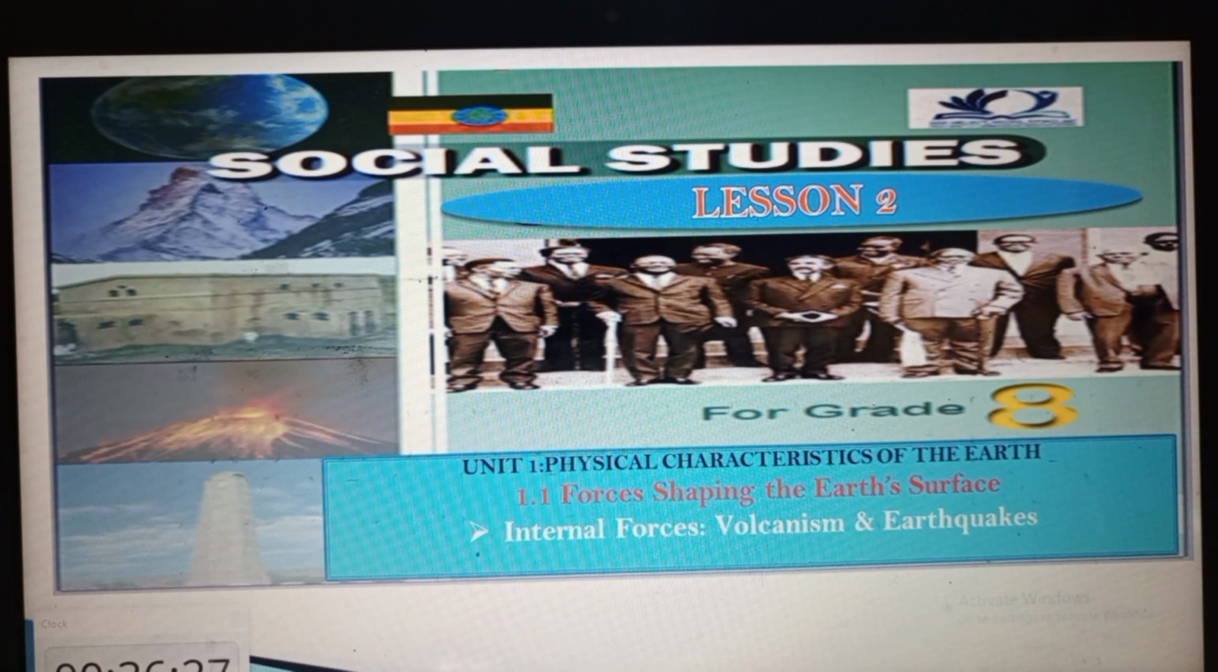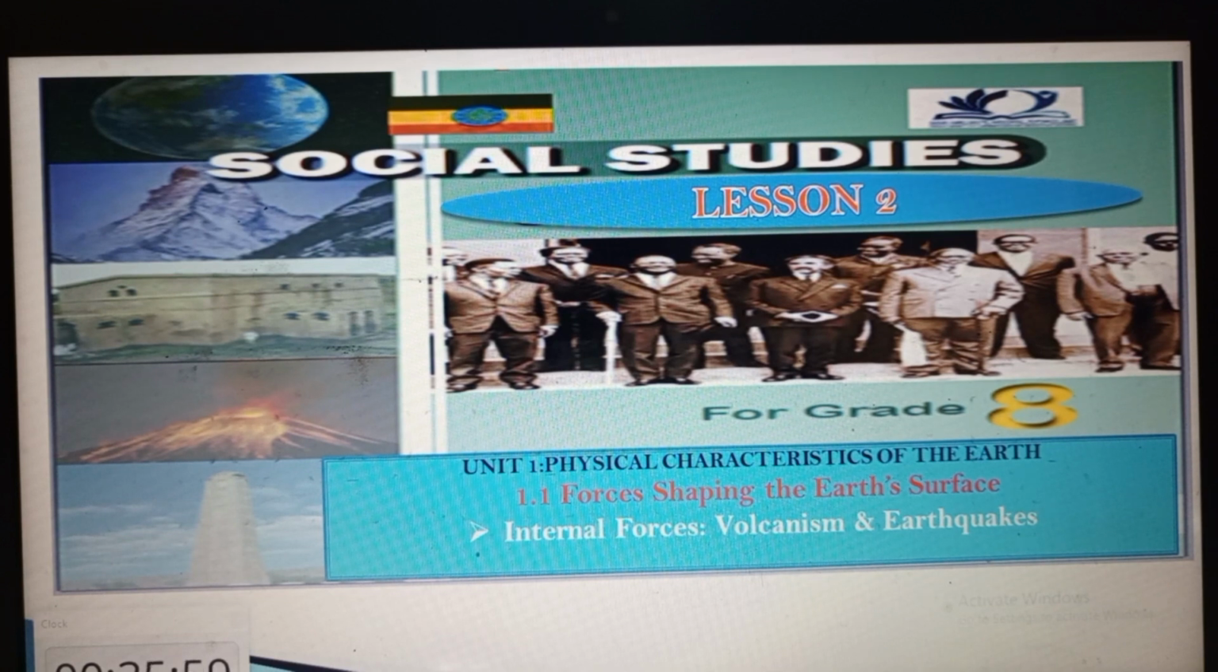So we have also discussed the consequences of folding and faulting. For example, the Rift Valley is formed because of the presence of faulting. So this was the revision of the previous lesson.